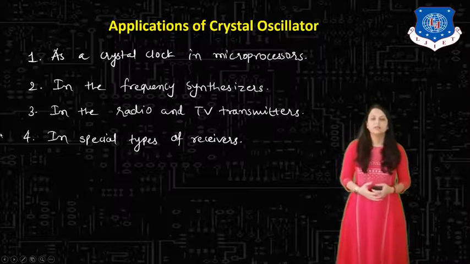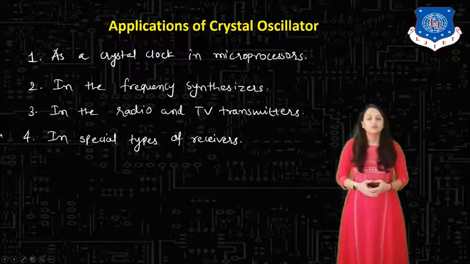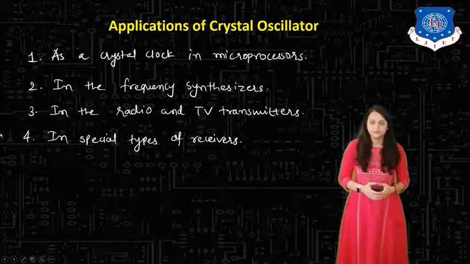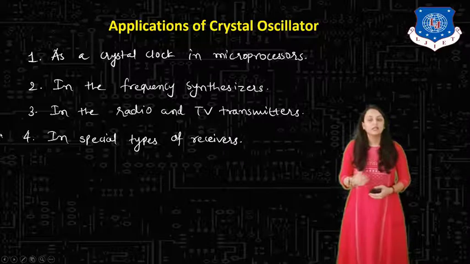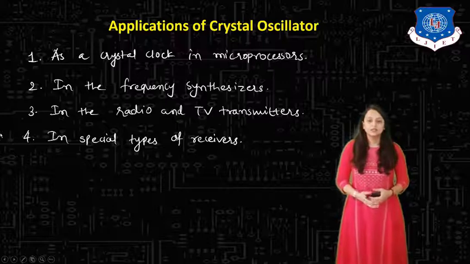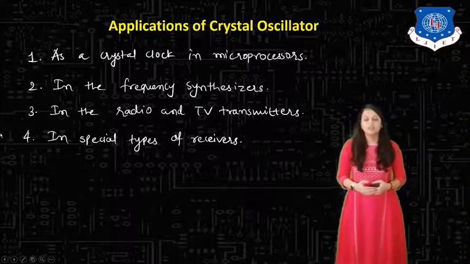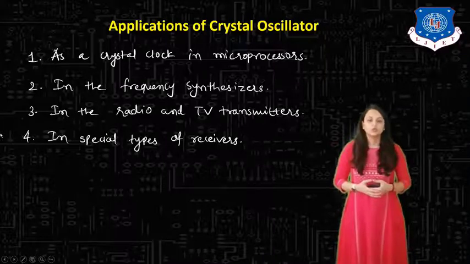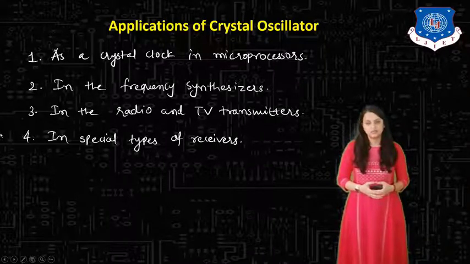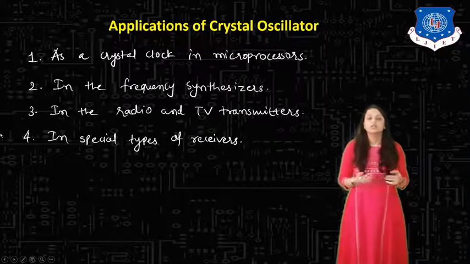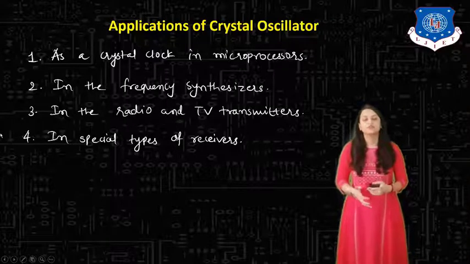If we look at the applications of crystal oscillators, then the first application is that it is used as a crystal clock in microprocessors. Second one is that it can be used in frequency synthesizers. Third application is in radio and TV transmitters. And the fourth one is that it can be used in special types of receivers. So these are the applications of crystal oscillators: crystal clocking microprocessor, frequency synthesizer, radio and TV transmitters, and special types of receivers.